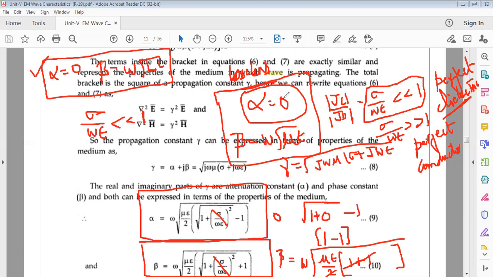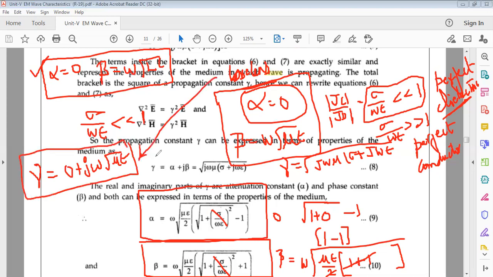And here also, when alpha is equal to 0, attenuation is 0. There is no attenuation occurring. So the propagation constant gamma is equal to only the beta. That beta value is omega under root of mu epsilon. So gamma is equal to 0 plus j into omega under root of mu epsilon, which is the propagation constant for the lossless perfect dielectric.